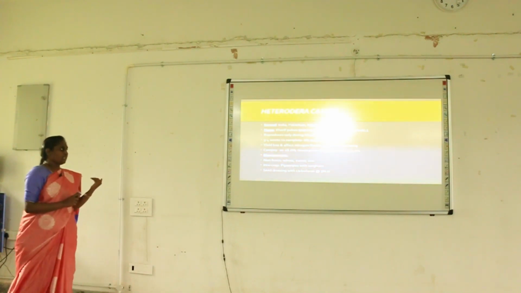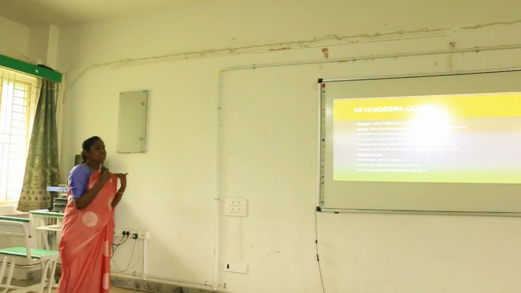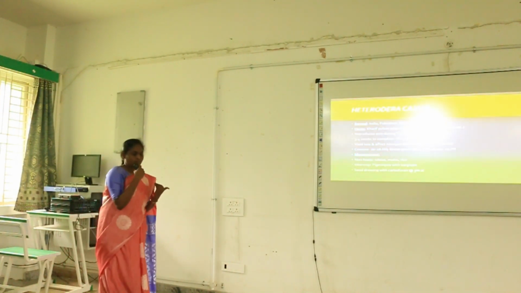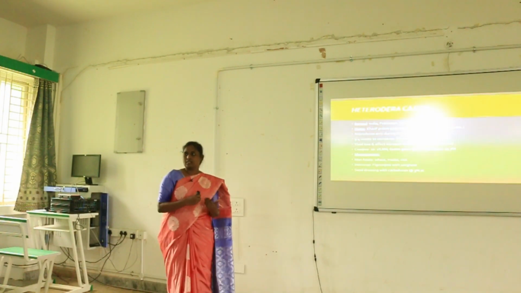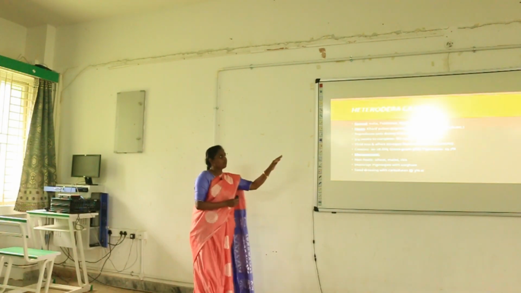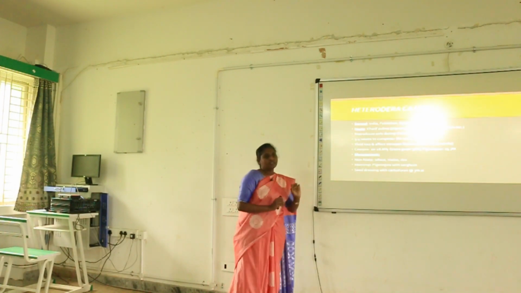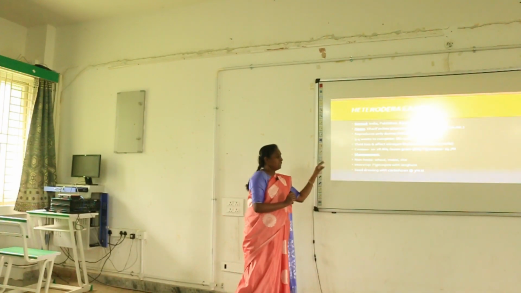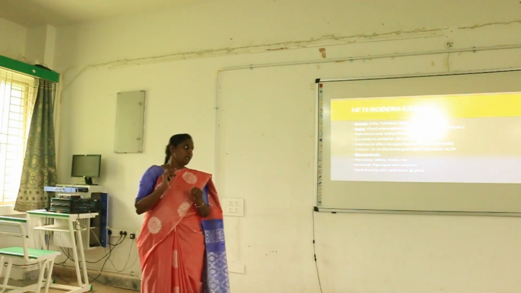Heterodera cajani spreads in India, Pakistan and Egypt. It infests Kharif pulses. So whatever pulses are grown in the Kharif season, this nematode infests those crops only, and it completes its life cycle in 3 to 4 weeks. It causes yield loss, and it also affects nitrogen fixation of the plants.